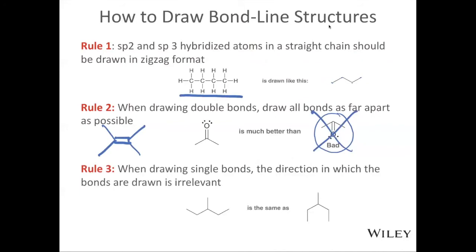When drawing single bonds or sp3 hybridized carbons, the direction in which you draw the bonds is irrelevant. So these two things are actually identical. In both cases, we have a central carbon with CH3 above. Now we have a CH2 with a CH3 and a CH2 with a CH3. We have a CH2 with a CH3, a CH2 with a CH3. Those are actually identical as long as it's in the zigzag form, and it doesn't matter which way, which is different because up here with the alkene, we want to make sure we draw it as far apart as possible.